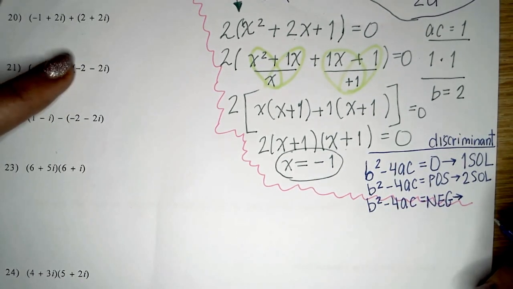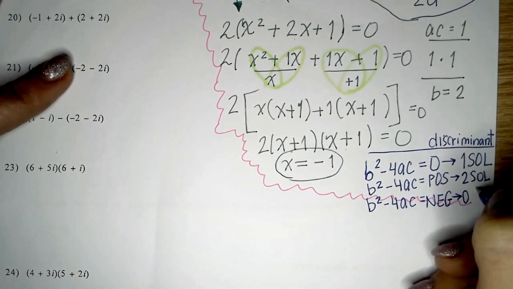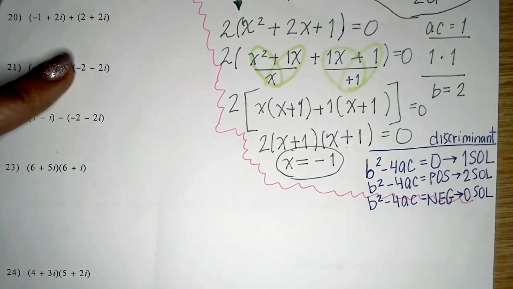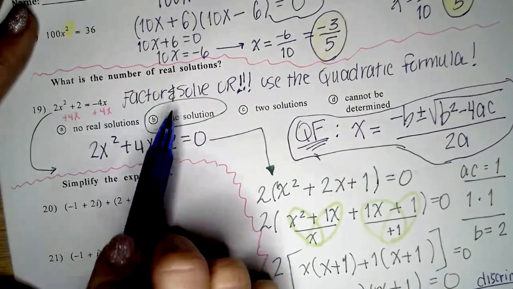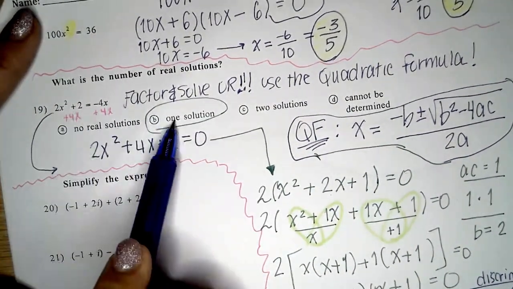And is that real? No. So you just write 0 solutions. It's 2 imaginary solutions, you just don't have any real ones. That's why the question even asks how many real solutions, okay? So how many do we have for this example?